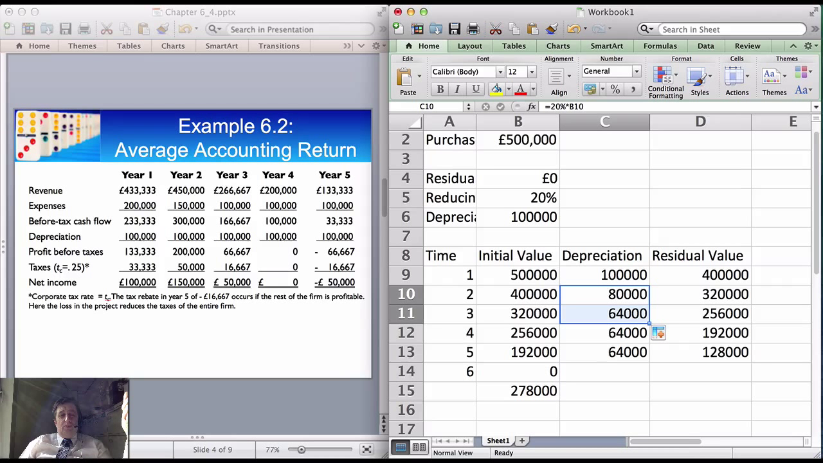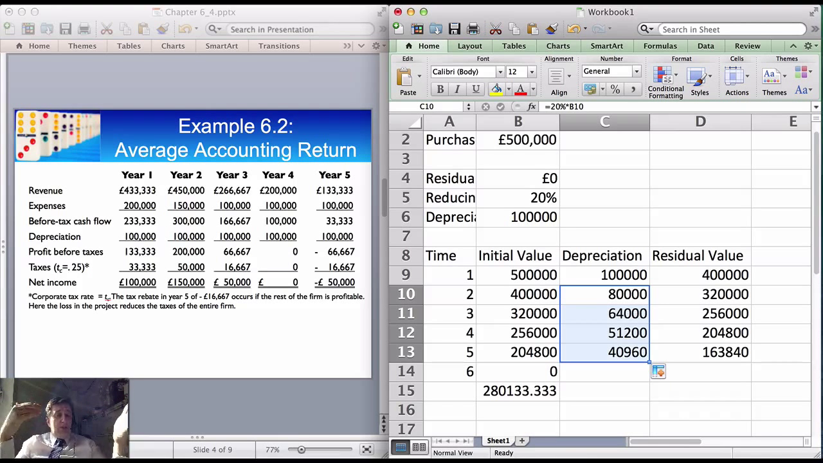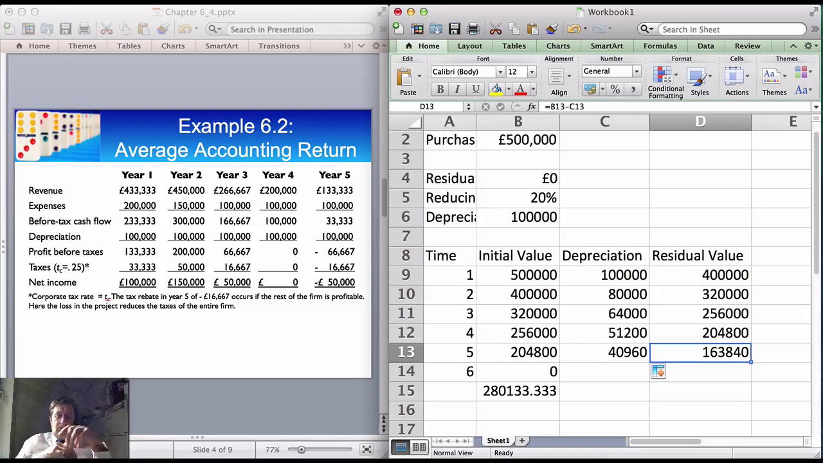It's 64. Year 4 is 51. And year 5 is 40,000. Now, what we're going to do is say that the residual value, the actual resale value of this asset, is 0, and that's the same as the last project. So when we do the residual value, in the last year, we set it to 0.